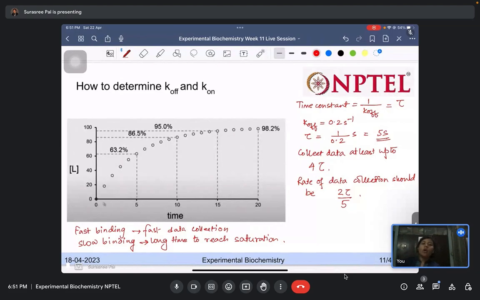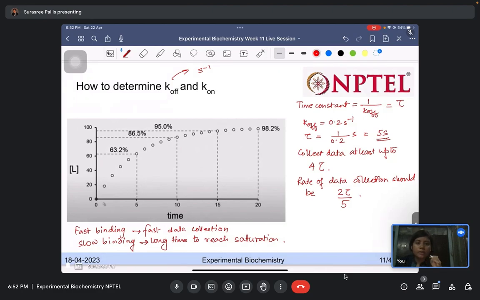So the K off, I told you that this K off has this unit of per second, right? So it has this unit of 1 by time. That means this K off has a unit of per second or per millisecond or something like that. But this concept of per second is not very intuitive. So we must have an idea of for how much time we should carry out the experiment.